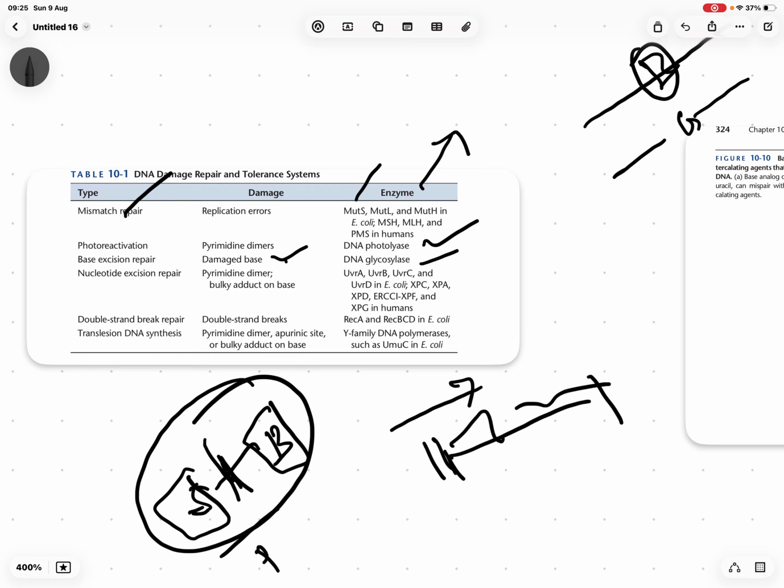Then a new nucleotide is incorporated with the help of the polymerase 1 enzyme. So that's why polymerase 1 participates in base excision repair also. Okay, next, nucleotide excision repair.